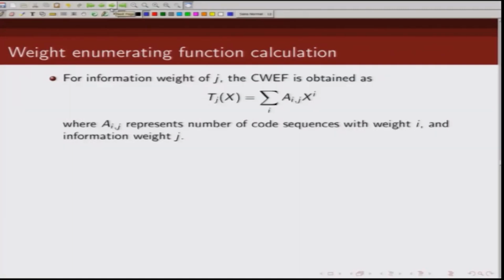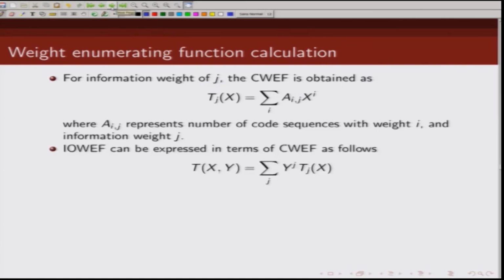So, as I said, for an input weight of j, the conditional weight enumerating function will give us the output code weight that you can achieve for an input weight of j. And we can write our input output weight enumerating function in terms of the conditional weight enumerating function. So, an input of weight j will result in its conditional weight enumerating function, and if we sum it over all j's, that will be our input output weight enumerating function.